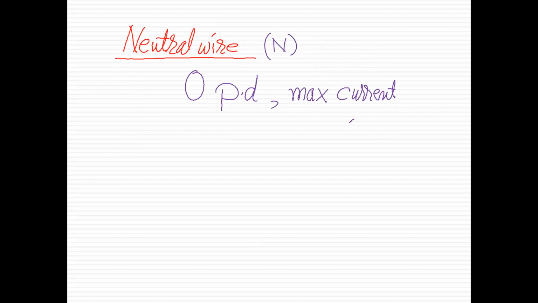Now comes neutral wire. It is the return wire. It has zero potential difference and maximum current. It is the return wire. So you have to copy this screen.